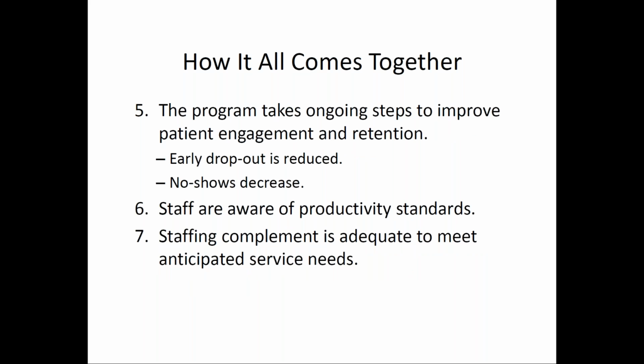That you take ongoing steps to improve engagement and retention, particularly early dropouts, which is a huge issue. No-shows doesn't really apply so much. If they don't show, they're gone. And the staff need to be aware of productivity standards. This is something everybody plays a part in. And that the staffing complement is generally adequate to meet anticipated service needs. As we saw in the spreadsheet, we made a big improvement by increasing the average attendance per group from 8 to 12, but you still might be a little bit light. You were 67 hours per week short. So you need to make sure there's enough staff on hand to do the work.